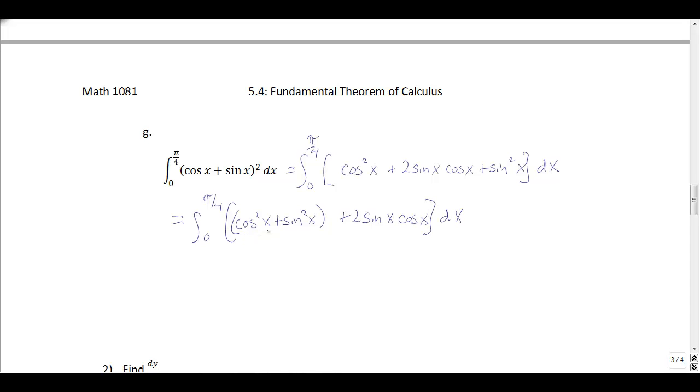Now my trig identity is cosine squared x plus sine squared x. That's a Pythagorean identity. That's the integral from 0 to pi over 4. That's just 1. So this is a trig identity. Cosine squared x plus sine squared x is 1.